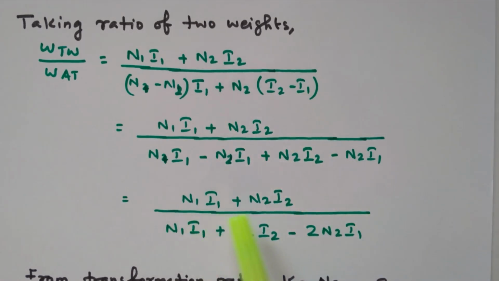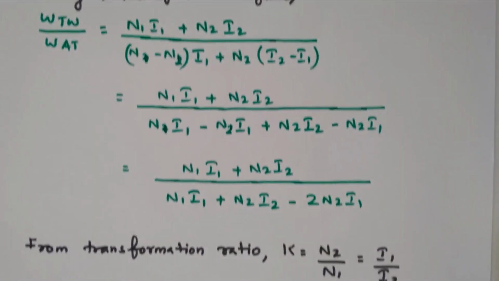So, what we have here is N1 I1 and N2 I2. This N2 I1 is available 2 times, with a negative sign, so that is minus 2 N2 I1. So, after simplification we got this value.